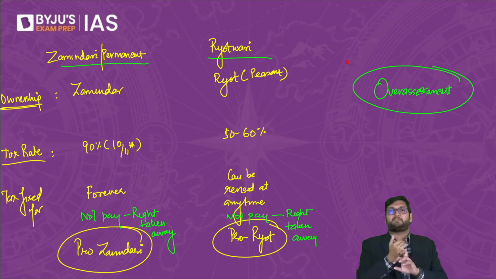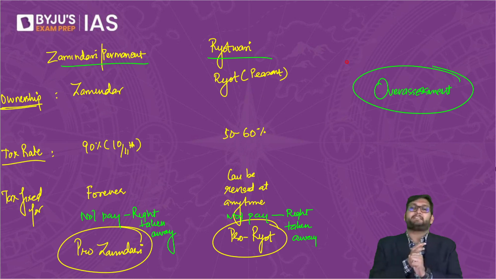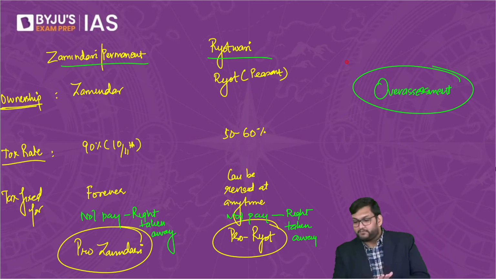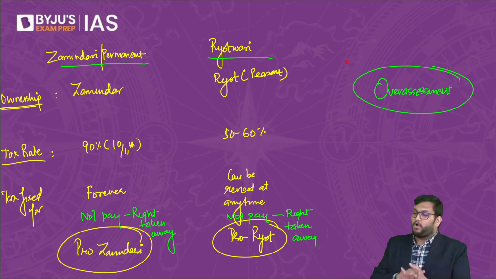No one cares if there is failure of the monsoons. No one cares if there is drought. No one cares about anything. The British want their money on a designated date, and you have to pay it irrespective of anything. Is this clear? The rate of taxation is less, however, still very high in that sense.